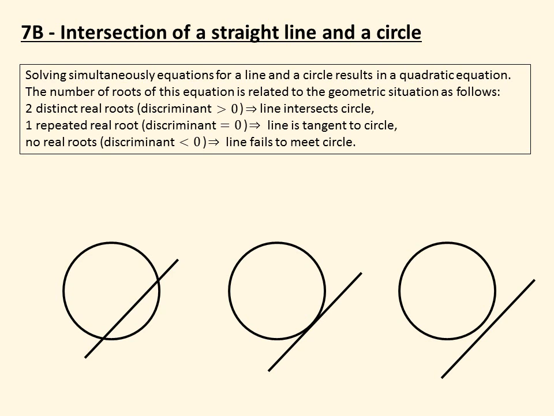And we can find this out from the discriminant. If the discriminant is positive, it intersects. If it's 0, it's a tangent. And if it's negative, they do not meet.